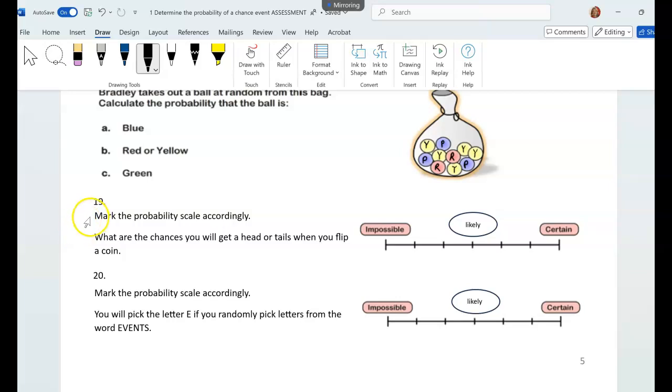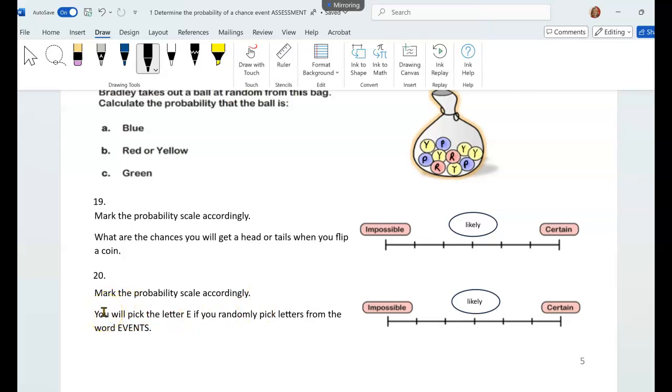Okay, number 19. Mark the probability scale accordingly. What are the chances you will get a head or tails when you flip a coin? Is it impossible? Is it likely? Or is it certain? Those are your three choices: impossible, likely, certain. What are the chances you will get a head or tails when you flip a coin?